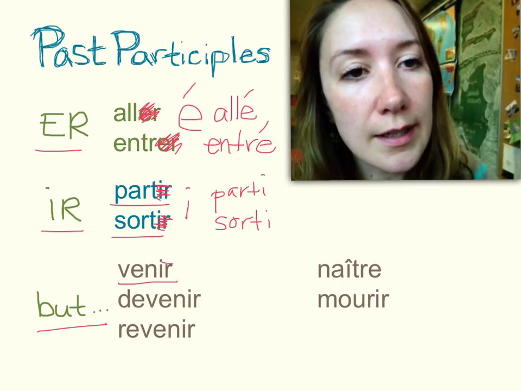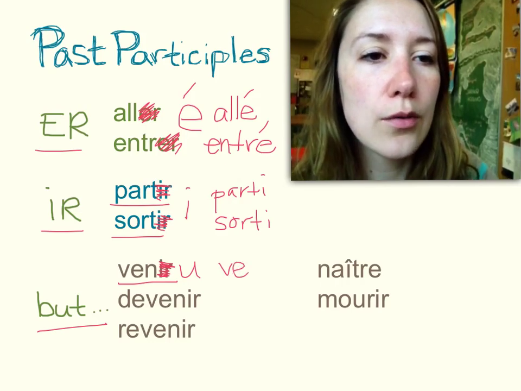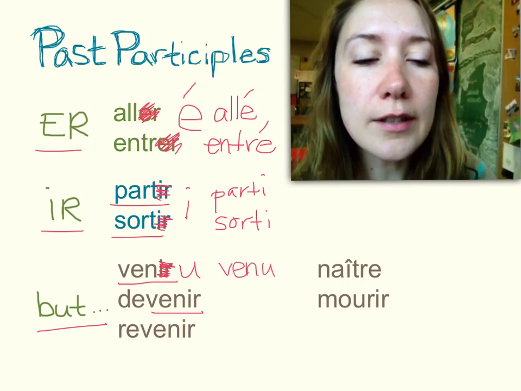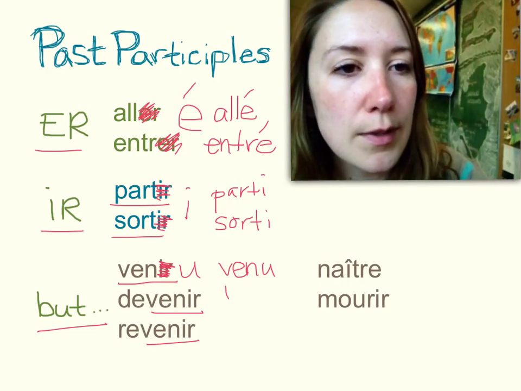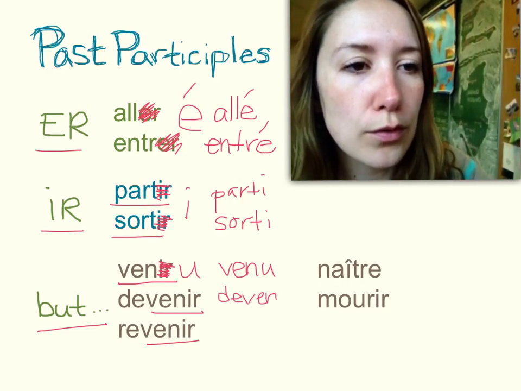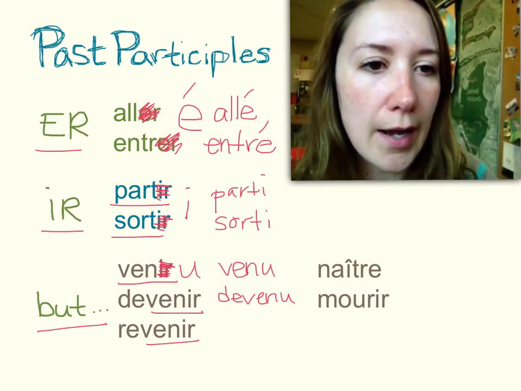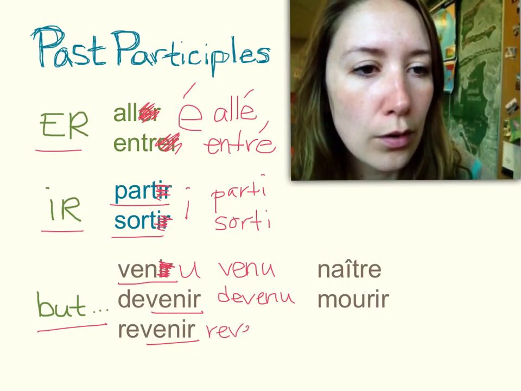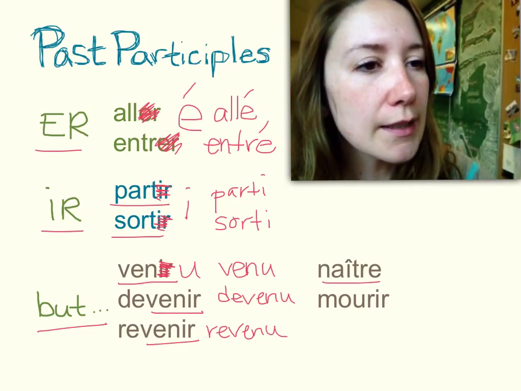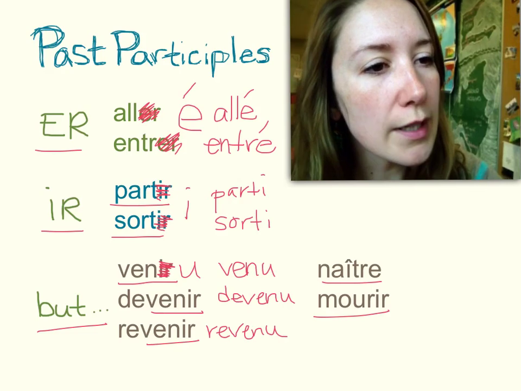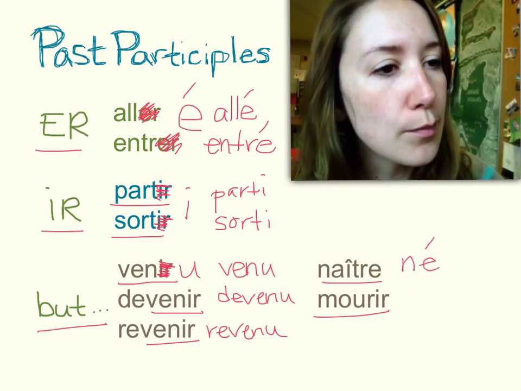And all the other IR verbs in our list except for anything like venir. So venir, instead of taking off the IR and adding an I, we add a U, so we get venu. And that includes any verb that contains the word venir. So devenir, to become, we get devenu, became. And then revenir, to come back, we get revenu, come back. And then for naître, to be born, and mourir, to die, we have these irregular forms, né and mort.